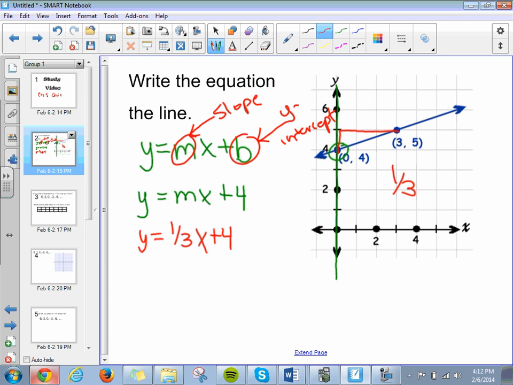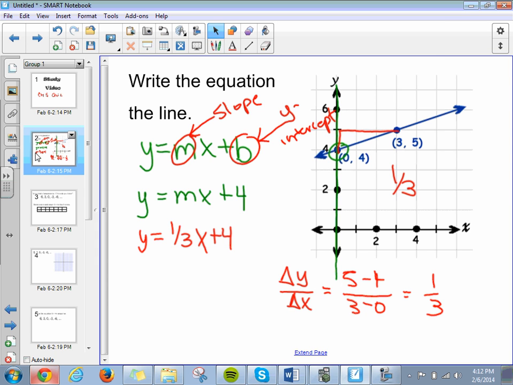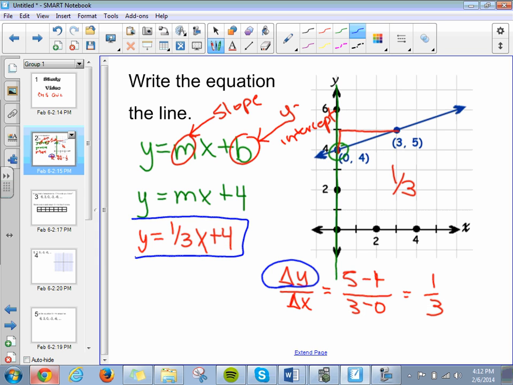Another way you could have solved this one is you could have done your change in y over change in x, and done 5 minus 4 over 3 minus 0, which will leave you with 1 over 3. Both are acceptable ways. Just remember that you have to have your y's on top. A very common mistake is people will put the x on top. So please make sure you've got your y on top if you're solving it algebraically. Otherwise, looking at the graph is another great solution. So for this one, all I'm looking for is y is equal to 1/3 x plus 4.